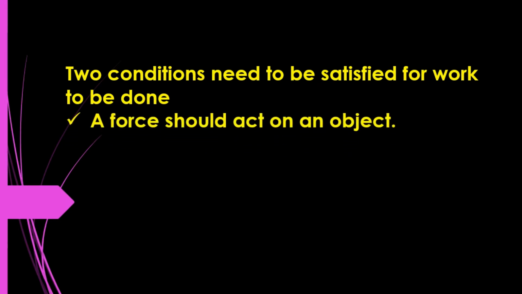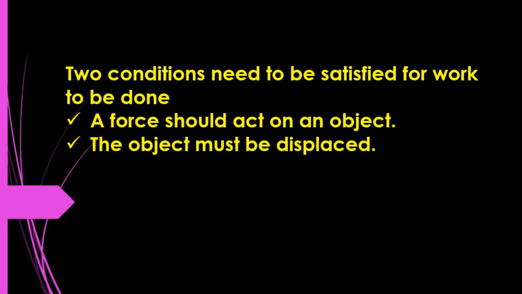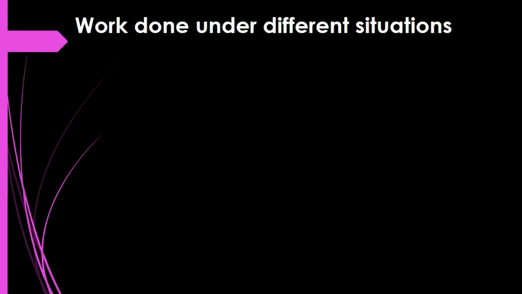In the previous session, you learned that two conditions need to be satisfied for work to be done. What are the two conditions? A force should act on an object and the object must be displaced. If these two conditions are satisfied, work is said to be done by an object. We have calculated the work done under different situations. You learned that work done can be positive, negative or zero.